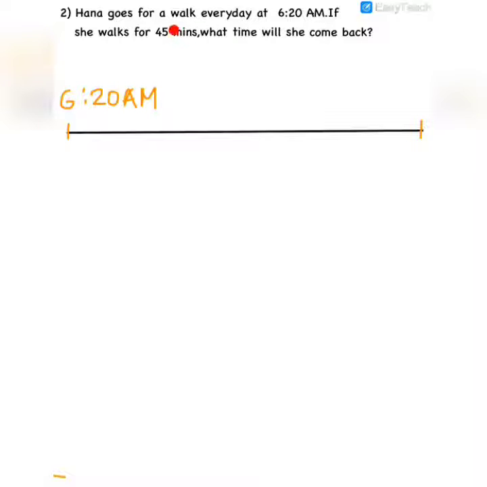It means we have to count forwards by 45 minutes and then find the time. So that means it's not even one complete hour, just 45 minutes. So how are we going to do it? There are two ways of doing it. The first way is that we simply add. This is 6:20 a.m. and we add 45 minutes here.